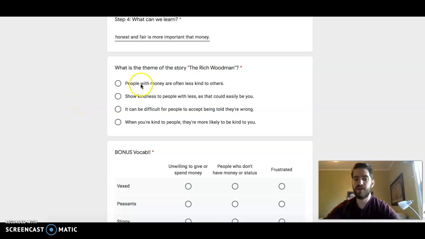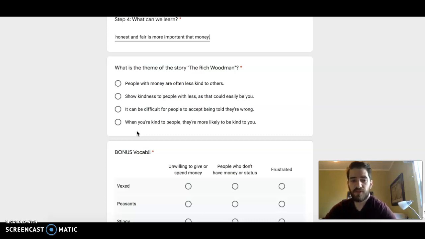All right, so now let's look at our options. The options say, what is the theme of this story? People with money are often less kind to others. Show kindness to people with less, as that could easily be you. It could be difficult for people to accept being told they're wrong. Or when you're kind to people, they're more likely to be kind to you.